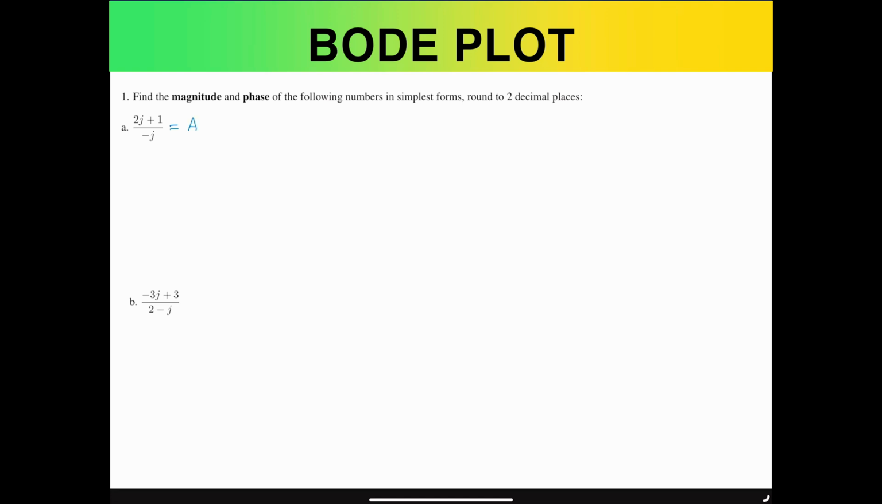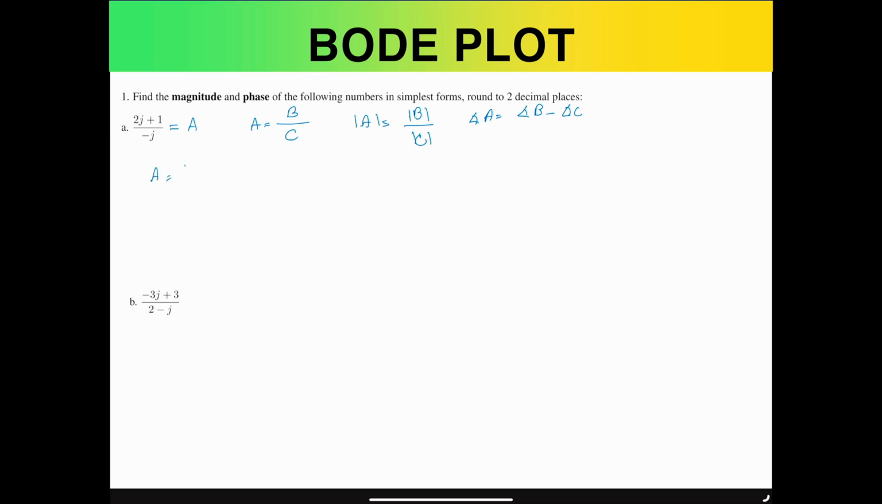Let's call it A. So we know that for a fraction, if A is composed of any kind of fraction such as b over c, for instance, where both b and c are complex numbers, in that case, the magnitude of a is simply the magnitude of b divided by the magnitude of c. However, the phase of a becomes the phase of b minus the phase of c. So that's how we will be dealing with finding the magnitude and phase. So let's get started with the first one.